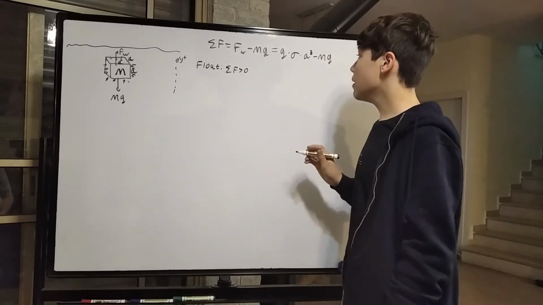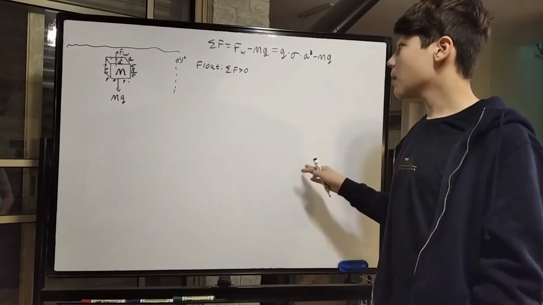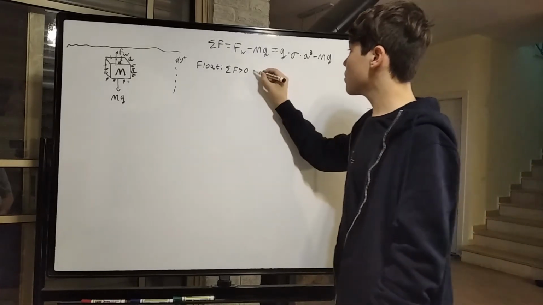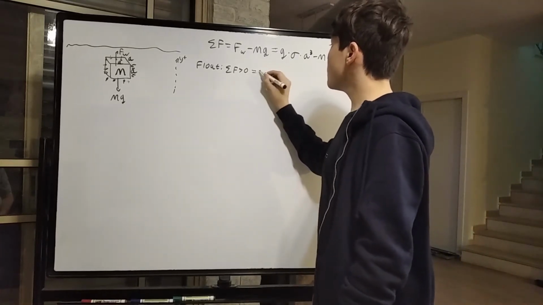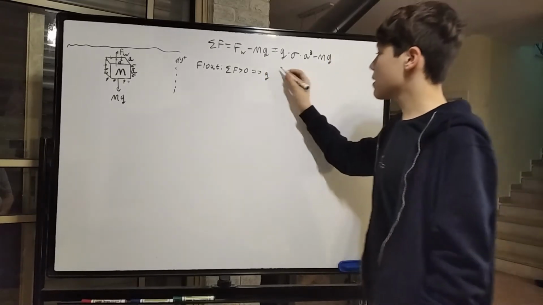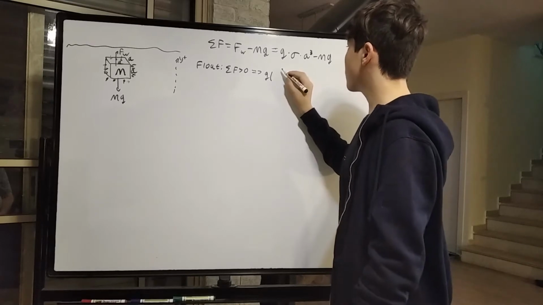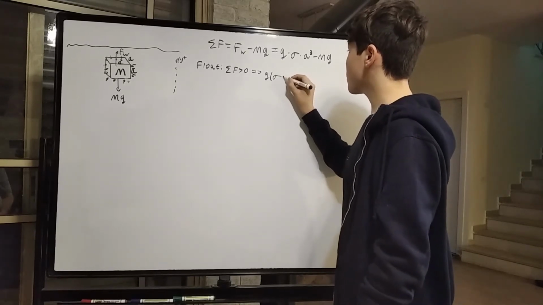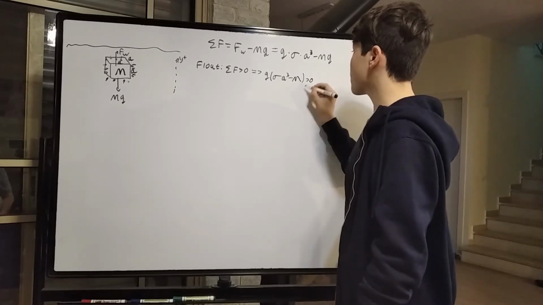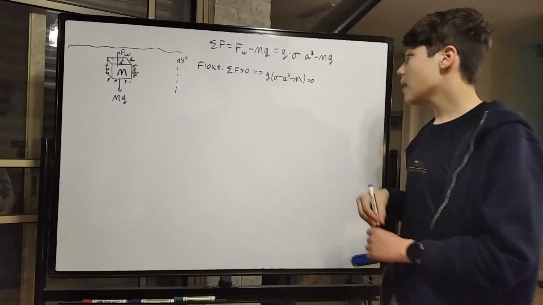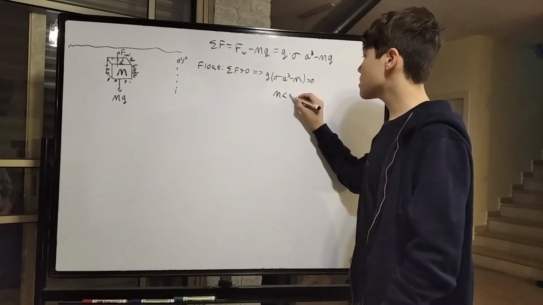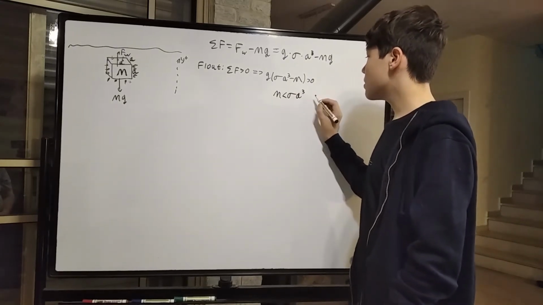But now we know what the sum of the forces is. So this means that we'll take a G out from this subtraction. We'll get sigma A cubed minus M is bigger than 0. And now we can cancel G and move M to the other side to get that M has to be smaller than sigma A cubed.